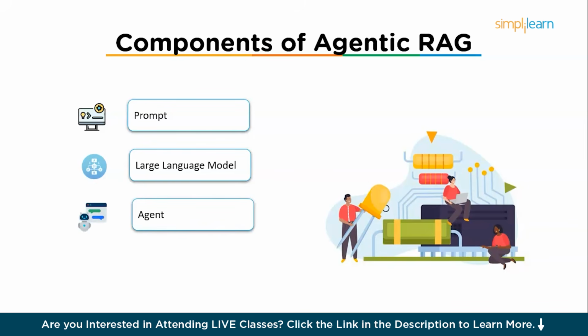Now, the third one is the agent. The agent is an AI assistant that works alongside the large language model. In simple terms, it's like a helper that knows how to use extra tools to find more detailed or specific information. The agent fetches the right data from various sources to ensure the answer is complete and accurate.